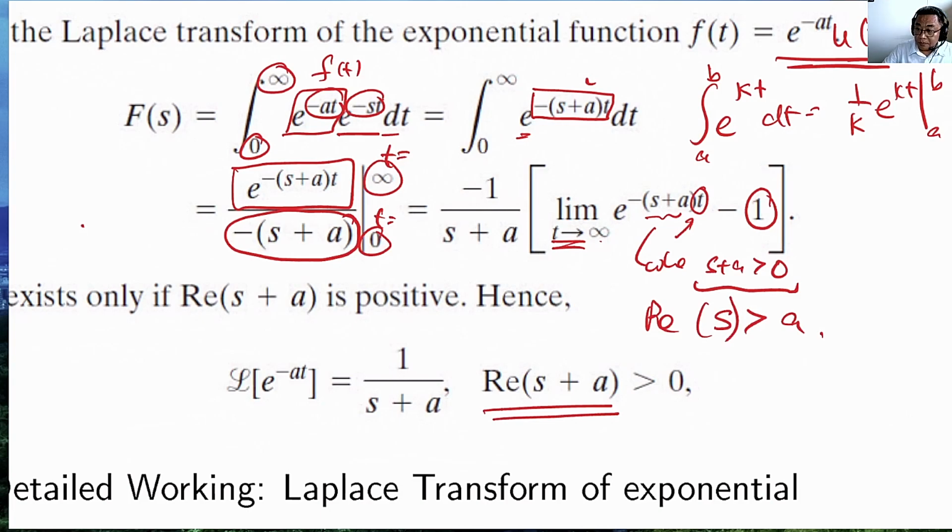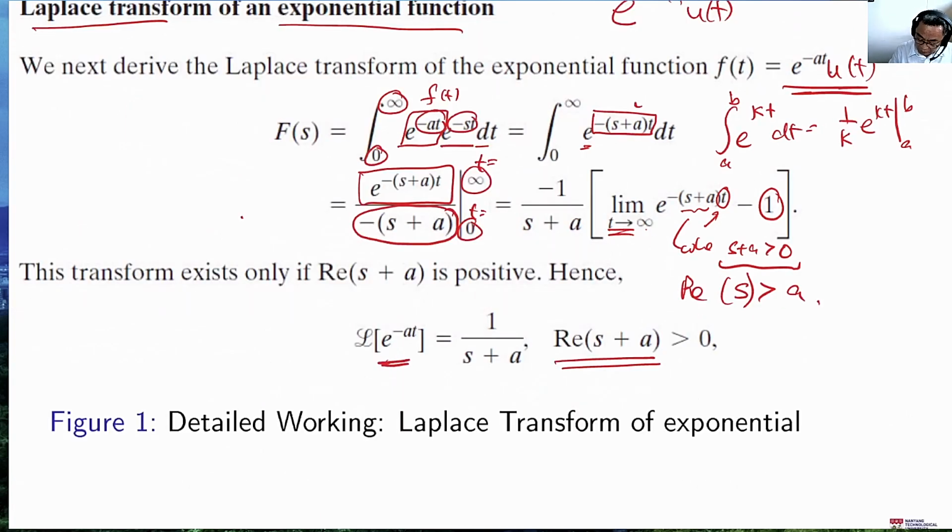Now, we are finished with this. We have done a simple example of Laplace transform of a decaying exponential, and we are saying that s plus a must be greater than 0.